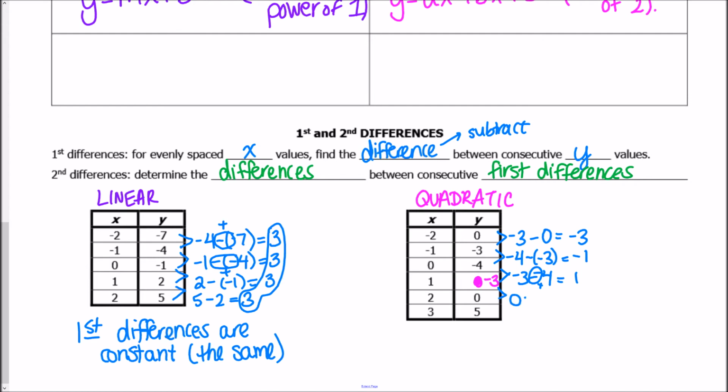Here, I would do 0 minus negative 3. The double negatives turn into a positive, so I end up getting 0 plus 3, which is positive 3. And then lastly, I'm going to do 5 minus 0, which is 5. So if you take a look right here, my first differences are not the same. So first differences are not constant.